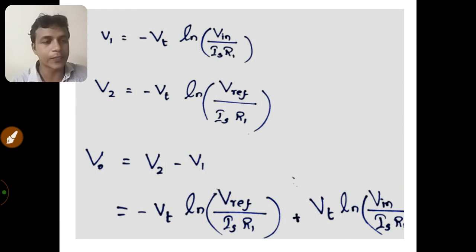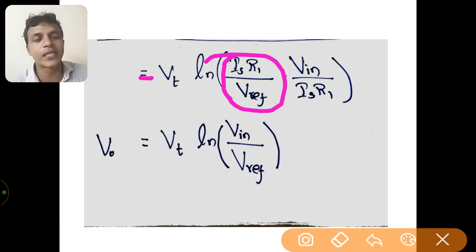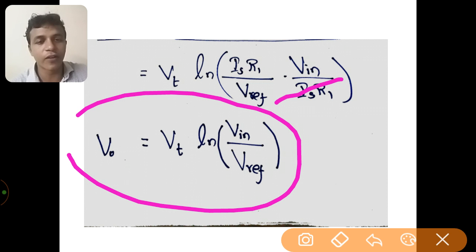That can be written as Vt into natural logarithm of Is into R1 divided by V reference, into Vin divided by Is into R1. So this Is into R1 and this Is into R1 cancel each other out. Finally we get V0, the output of the difference amplifier, as Vt into natural logarithm of Vin divided by V reference.